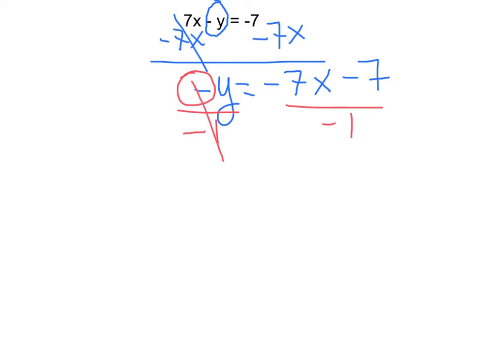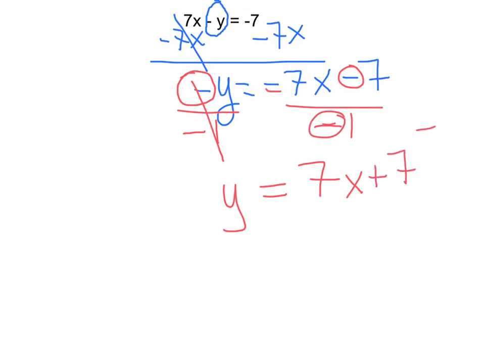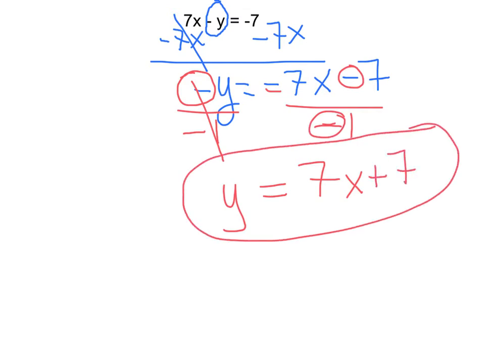My negatives cancel, and I get y equals, a negative and a negative make a positive, so it ends up being positive 7x. And again, a negative and a negative making a positive, plus 7. And here's my equation. So there were some sign issues with this equation when you're putting it in slope-intercept form. Moving on.